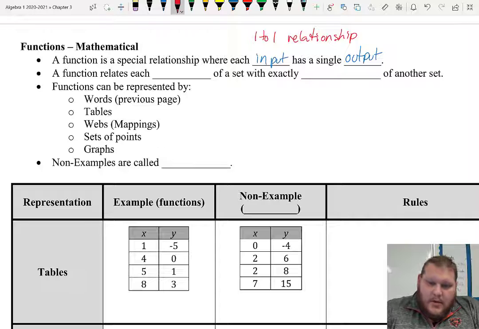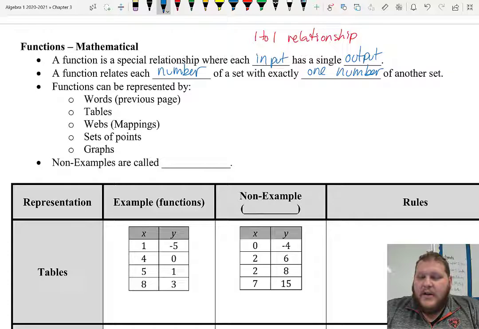Functions relate each number of a set with exactly one number of another set. Meaning we could have more than just a single number being put into our machine and then going back out. We're taking that number that we're putting into our machine from a set of numbers, and we're going to have that correlate to an output from that other set. Again, that's just exploring that idea of being one-to-one, but talking about it in terms of sets.